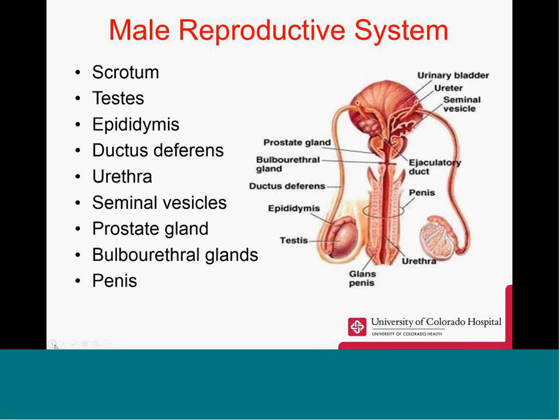First, the anatomy. The male reproductive system does consist of the scrotum, testes, epididymis, ductus deferens, urethra, seminal vesicles, prostate gland, bulbourethral glands, and the penis. Sperm are very temperature sensitive and do not develop at the normal body temperature, and as a result, the testes and epididymis are located outside of the body cavity in the scrotum where the temperature is lower.